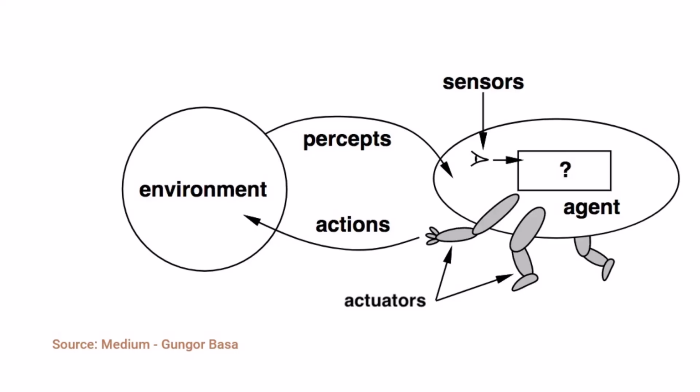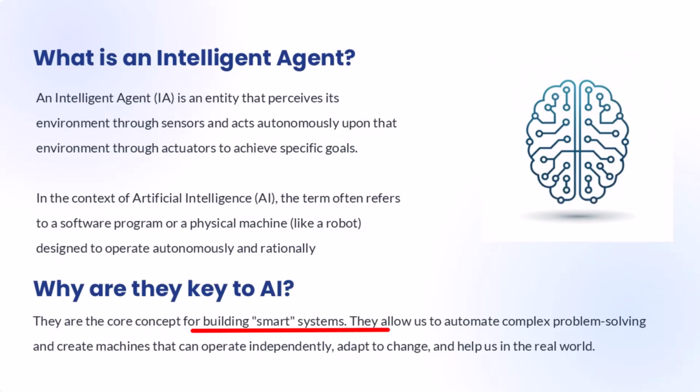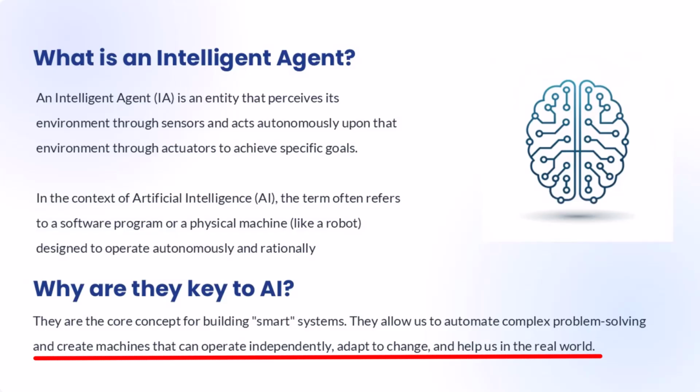Now, the core to AI is that IAs, that is intelligent agents, are the core concepts for building smart systems. They allow us to automate complex problem solving and create machines that can operate independently and adapt to change and help us in the real world. So let's look at an example to make this concrete.